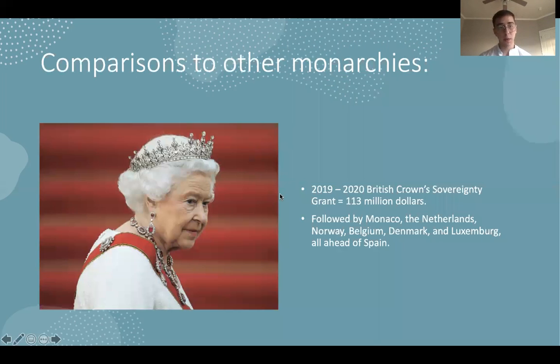If we compare this to other monarchies, we can see that Spain is pretty cheap. For example, if we look at England's monarchy, its cost is $113 million, when the Spanish one was almost $10 million, sorry, not $10. It is then followed by Monaco, the Netherlands, Norway, Belgium, Denmark, and Luxembourg, all ahead of Spain. So almost any other monarchy in Europe is more expensive than the Spanish one.